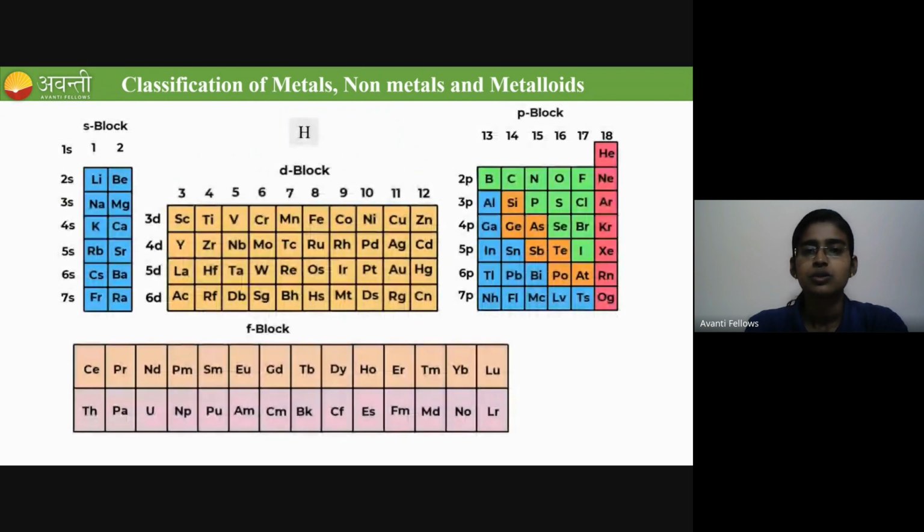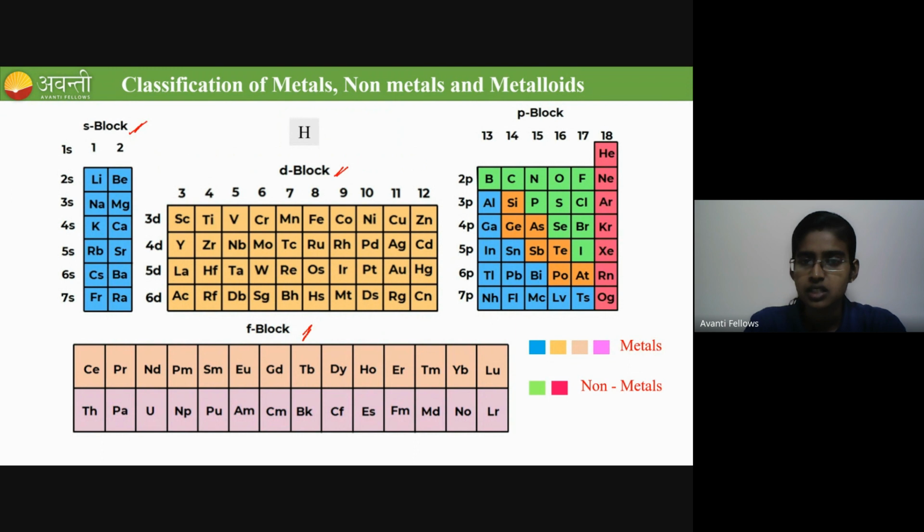So here you can see the color differentiation for all the elements, right? The blue, orange, light pink and dark pink elements are metals. So all the S block, all the D block, and all the F block will fall under this category, and these two elements are represented here. So they are metals. And the non-metallic elements are green and pink.